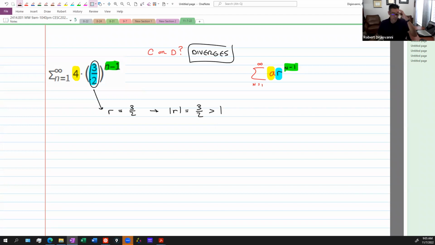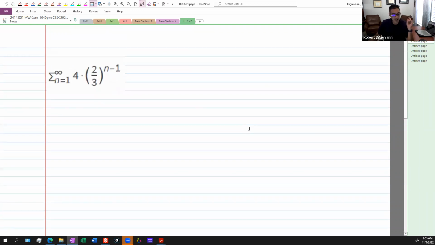And we're done. Now let's look at the next example. So next example, same sort of thing. It looks exactly like a geometric series.